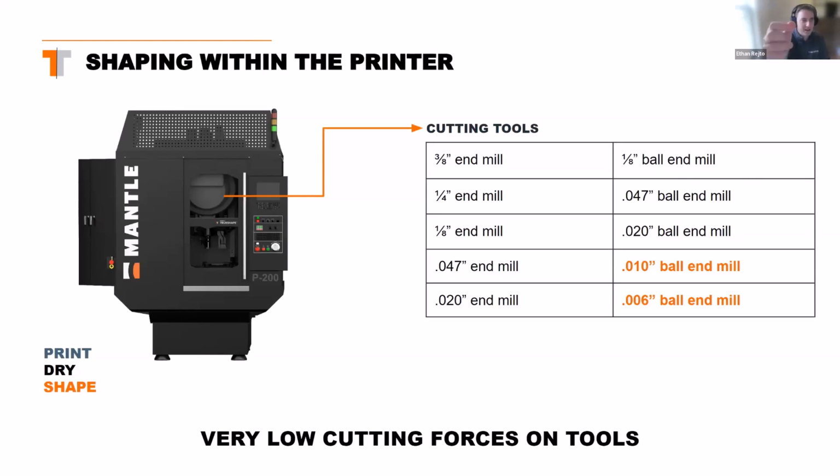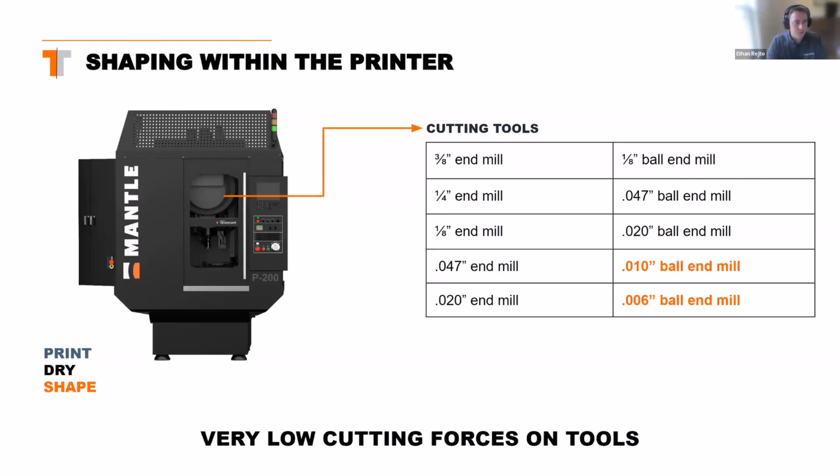I don't have one with me here, but I wouldn't even be able to show it to the camera because of how small these cutting tools are. The reason we're able to use these cutting tools very easily is because there are very, very low cutting forces on these actual tools. What we're machining is essentially a dense foam. It's not a tool steel.